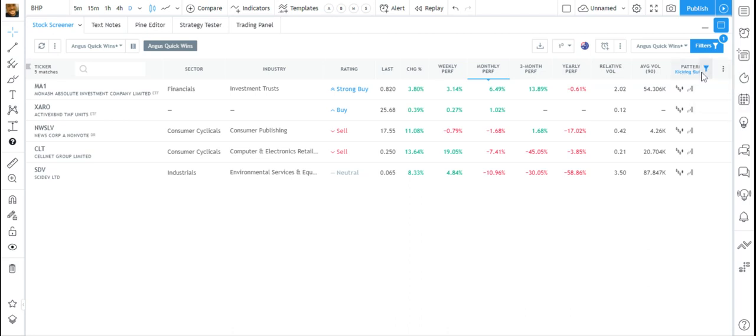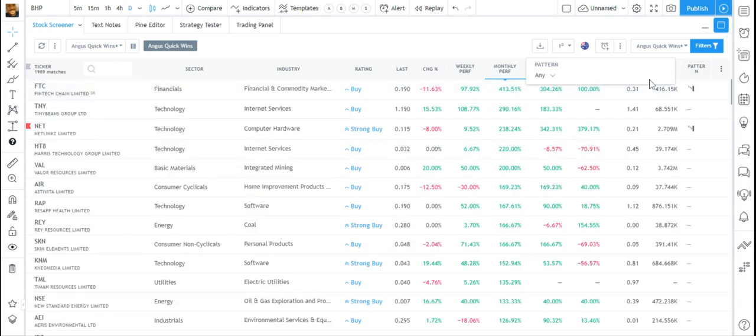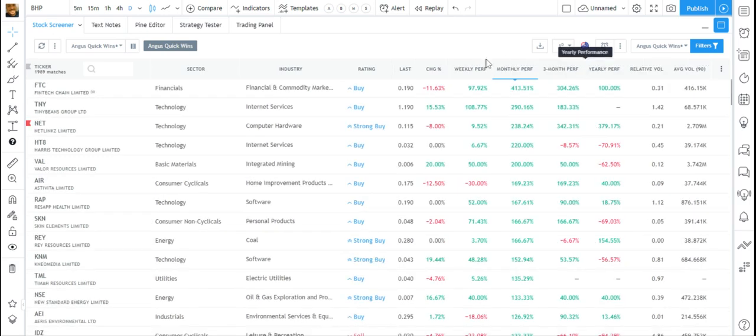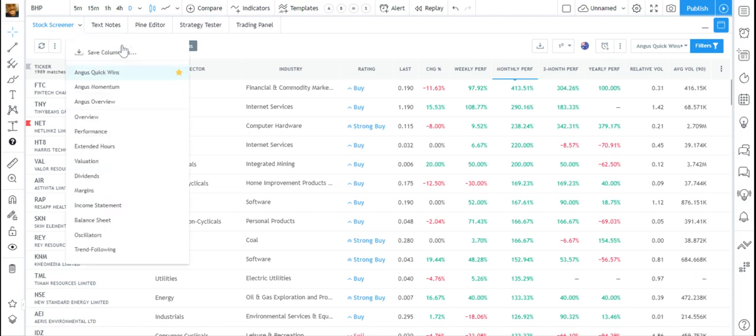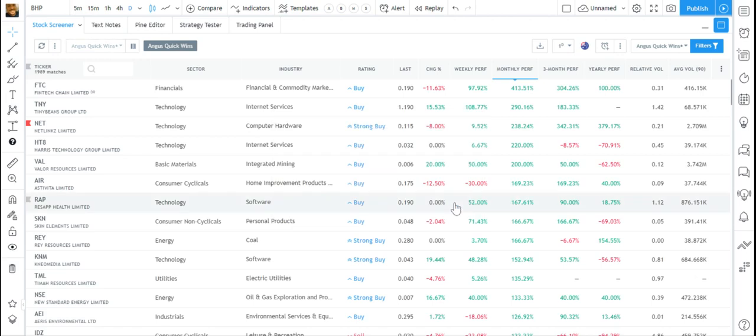Right, we'll get rid of him. I better go get rid of that filter. You can just click on that little symbol on the right to get rid of any filtered stocks. So I'm going to get rid of him altogether. Remove column. I have this here set to 1 day. Now you can see here there's a little asterisk, so I need to save it. So save columns as Angus Quick Wins. I'm going to go save.